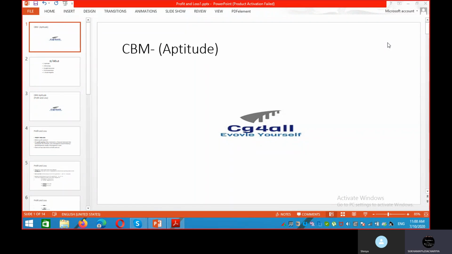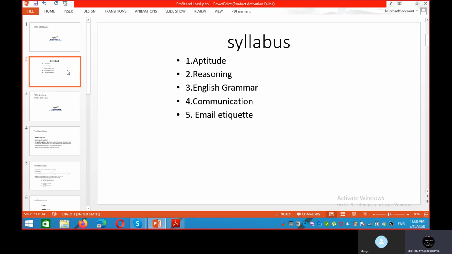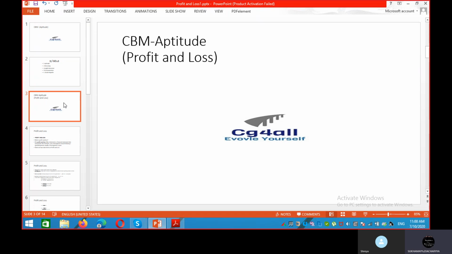Today our chapter is profit and loss. So CBM aptitude. CBM stands for Career Booster Mentorship. Today we will discuss profit and loss chapter in aptitude. Syllabus of Career Booster Mentorship: aptitude, reasoning, English grammar, communication, email etiquette. So we will start profit and loss today.